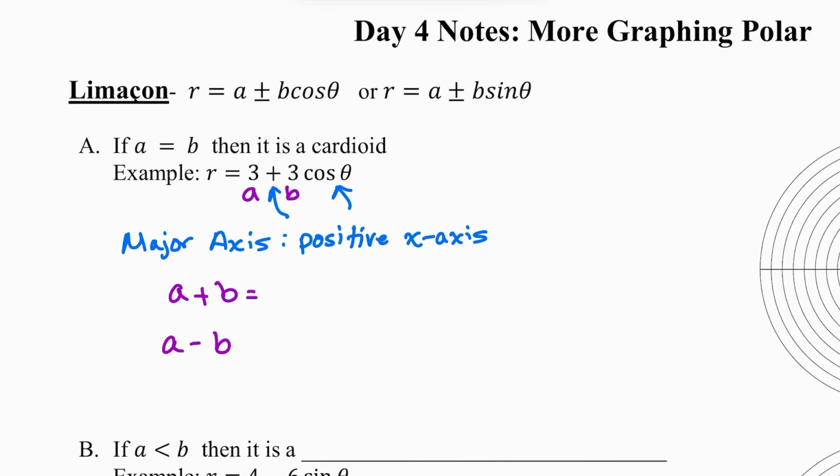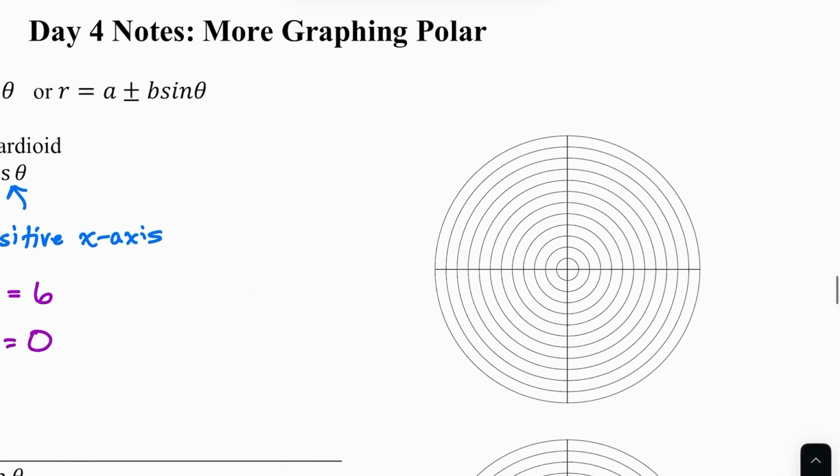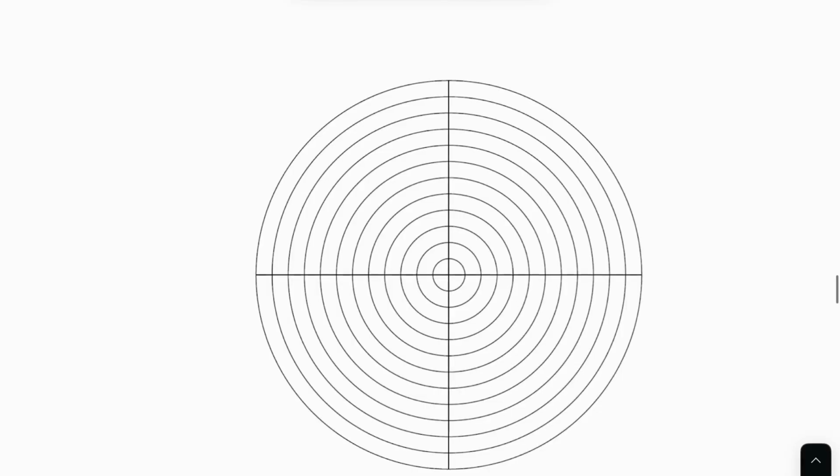A plus b, well, a is 3, b is 3, so if you add those up, you get 6. A minus b, well, a is 3, b is 3, so you end up getting 0. When a minus b is 0, that's what creates a cardioid. So what I'm going to do is move over to this graph and plot some information. So the major axis, like I said, is the positive x-axis. That's where a plus b is going to go.